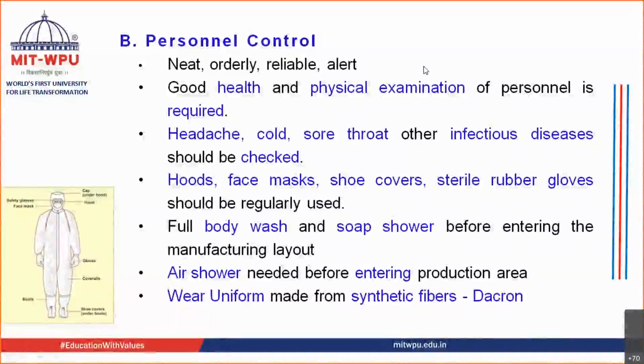Next is the control of the personnel. The persons who are working inside this sterile area need to be controlled properly. What do you mean by controlling of the personnel? First of all, the operators and supervisors who are working should be neat, orderly, reliable, and alert. These people should possess very good health, and you should carry out regular physical examination of these people, either weekly or within 15 days, who are working in your parenteral area.